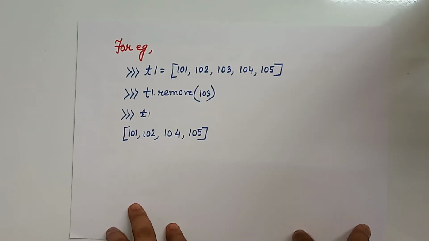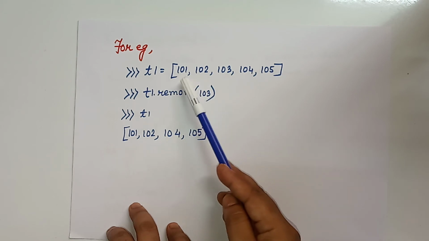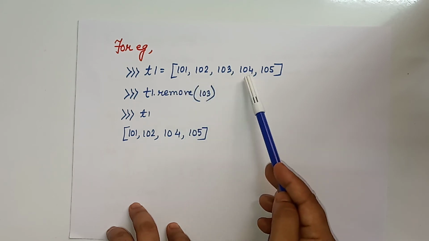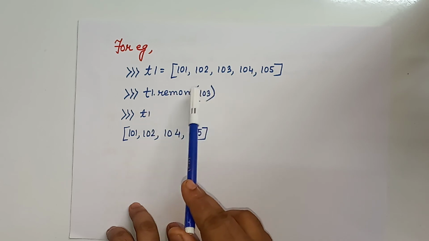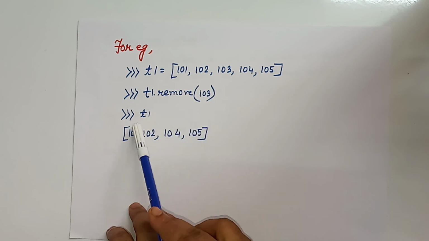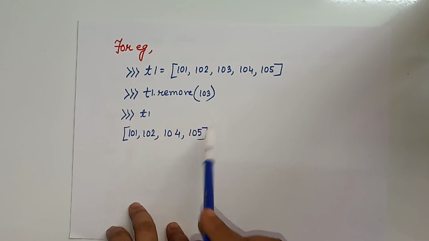This is an example we have taken. This is the list we have created with the values 101, 102, 103, 104 and 105. We want to remove 103. Here we have passed the value rather than the index. After doing so, if we try to display the contents of the list T1, the contents are 101, 102, 104 and 105.